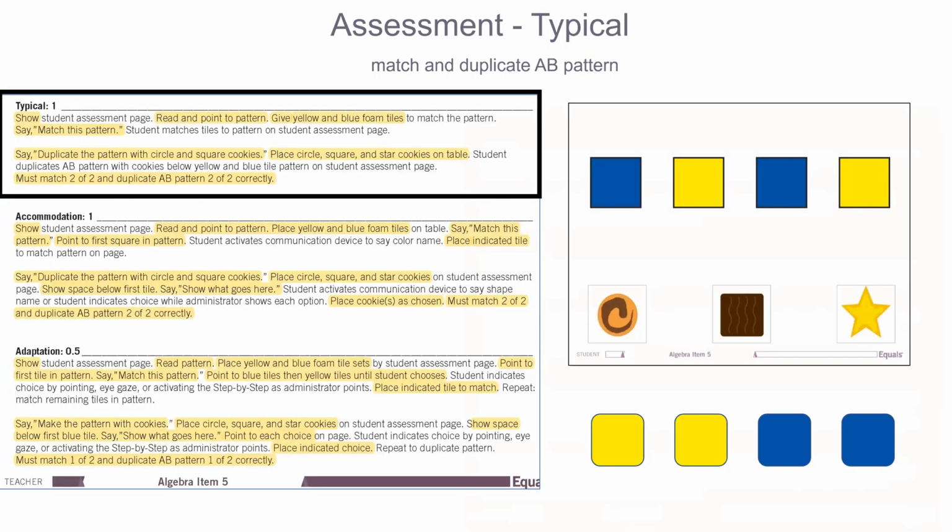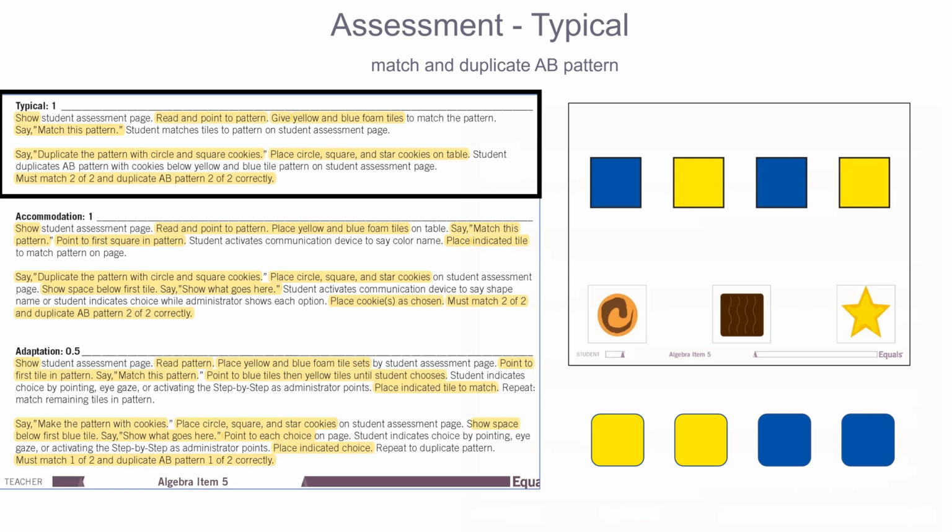Okay, so let's see an example of this. This is an example from algebra item 5. So in the typical version, this is the student page. We're pretending that the student is sitting across. It's set up this way just so you can see it more easily. I highlighted the important parts of this, and if I was giving this assessment, that's what I would do. I would highlight the parts that jumped out at me.